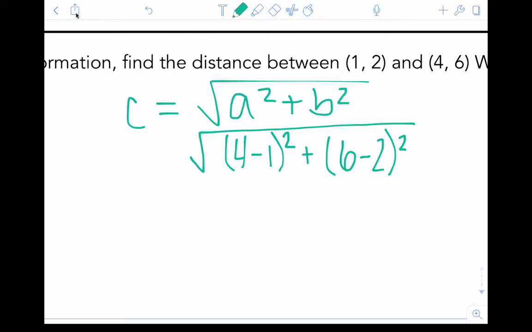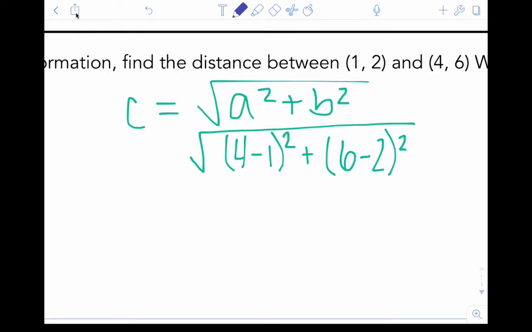And we can't do anything with that until we get to the end, because that plus sign in there keeps the 4 minus 1 squared and 6 minus 2 squared together. So we can't do anything with that square root until we get all the way to the last step of this problem. So let's go ahead and work through this step by step, working inside the square root, doing our order of operations. So my first order of operations is parentheses.